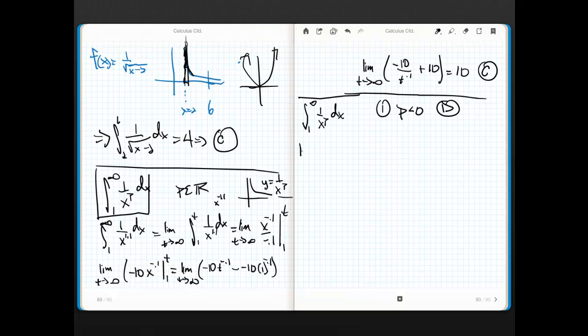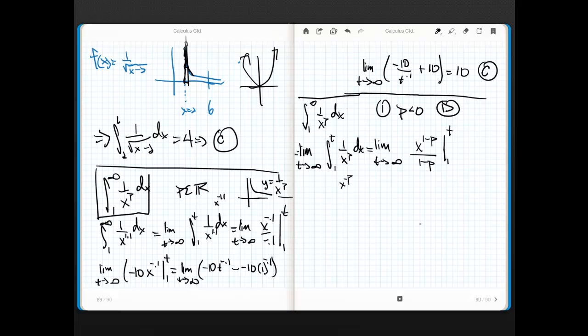All right, so let's just see what happens. This equals the limit as t goes to infinity of the integral from 1 to t of 1 over x to the p dx, right? This is equal to the limit as t goes to infinity of, now think about that. Again, we could think of this as x to the negative p, right? So doesn't this end up being x to the 1 minus p, or negative p plus 1, divided by 1 minus p, evaluated from 1 to t? Does that make sense?